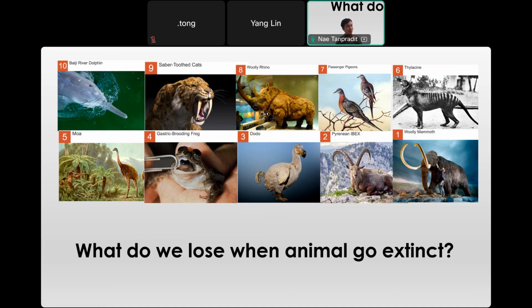Many of them have gone extinct in this century, like this one, the Tasmanian tiger. There are passenger pigeons also.